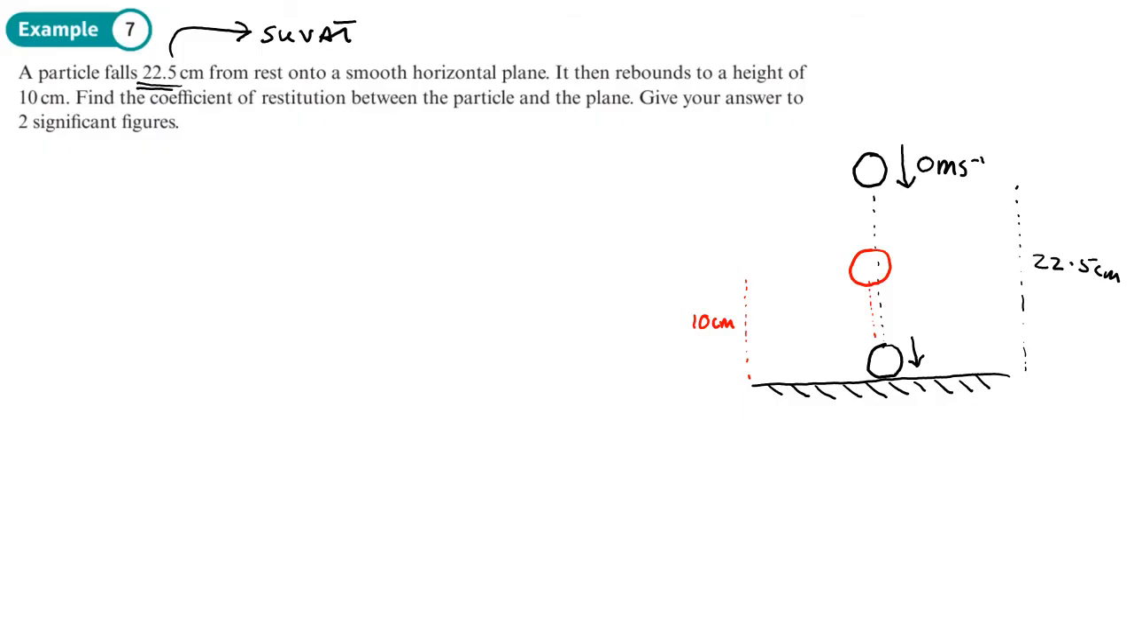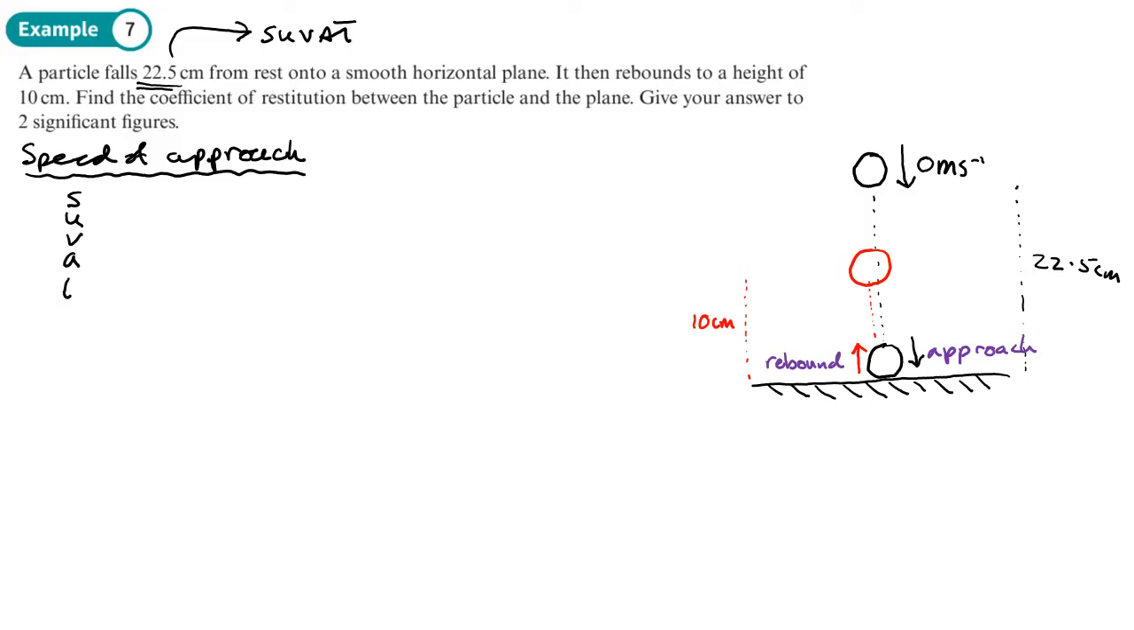And we need to find E. Now, to find E, the coefficient of restitution between the particle and the plane, we need to find this speed of approach here. What was the speed when it hit the ground? We also need to find this speed, the red over here, the speed of rebound. What was the speed when it rebounded from the ground? And we're going to use SUVAT to help us do that. So let's start with finding out the speed of approach. What was the speed when it hit the ground?